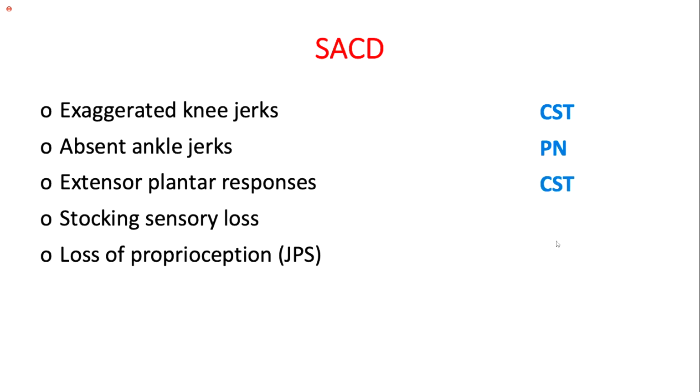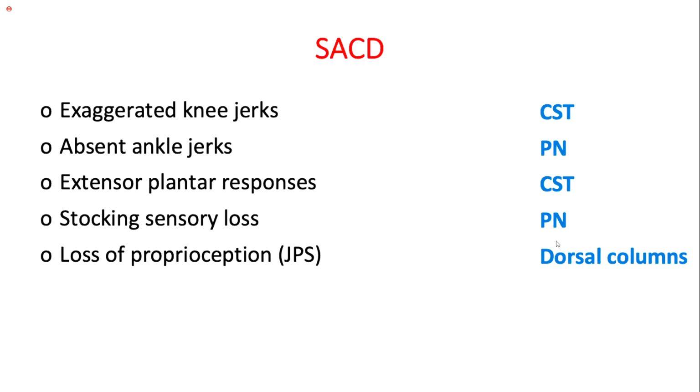Extensor plantar responses because of the corticospinal tract. Stocking sensory loss because of the peripheral nerve. And joint position sense is lost because the dorsal columns are affected. So you can work it out anatomically, or if you remember the anatomy, then you can work out the clinical manifestations of subacute combined degeneration of the cord.